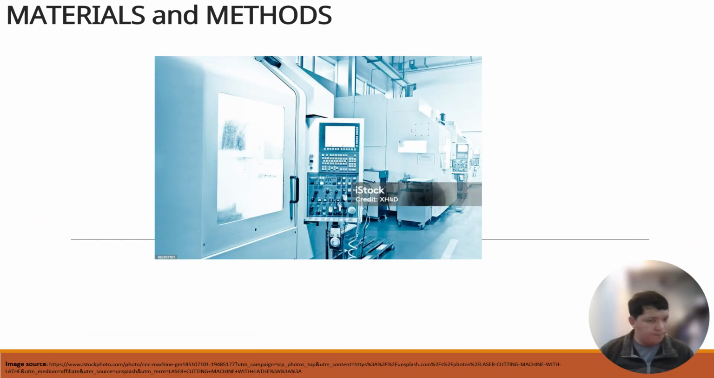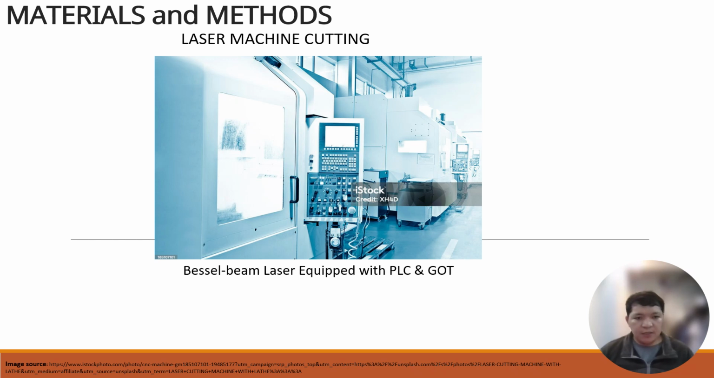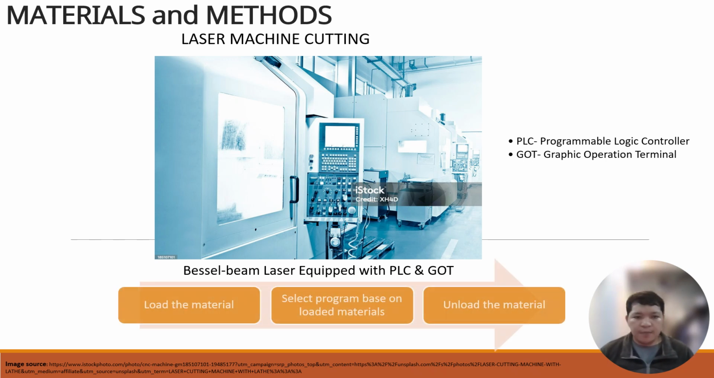For the laser cutting machine, we have this bezel beam laser equipped with PLC and GOT. So PLC, as we all know, is called the programmable logic controller, and GOT is the graphic operation terminal. So for the method of this one, we will just load the material, we select the program based on the loaded materials, and we will unload from the machine right after the process.